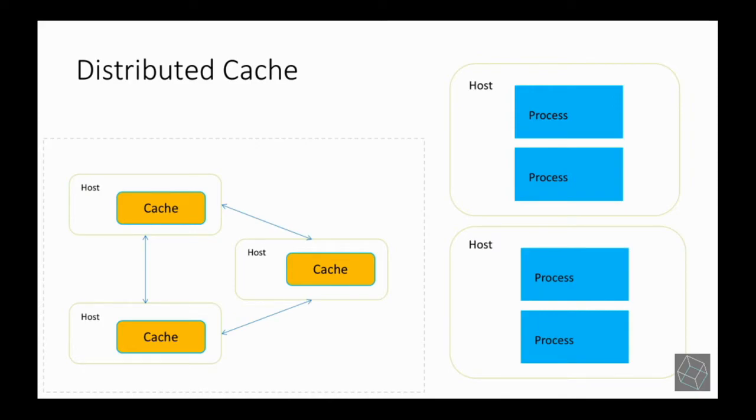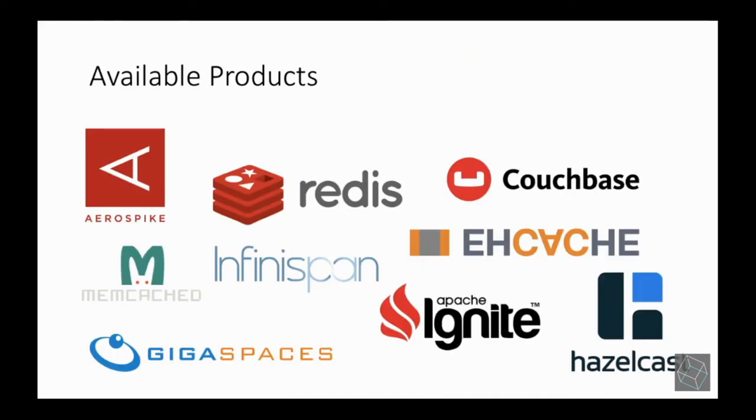So the disadvantage is complexity, but the advantage is fault tolerance and replication, which will improve the performance as well, and your cache size is not limited by the server memory restrictions. So these were the four types of caches. Now let's talk about the different properties of the caches.